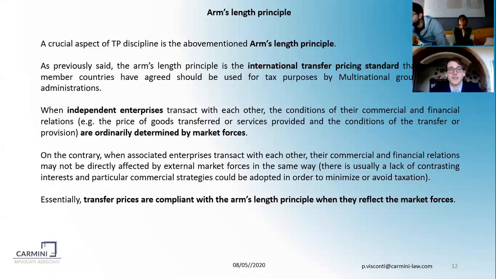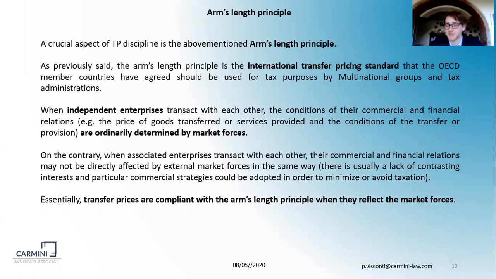Okay, well, as we said, one of the key aspects of transfer pricing is the arm's length principle. The arm's length principle is the well-known and generally accepted international standard that the member states of the OECD usually use to analyze the transactions between controlled companies. A transaction is at arm's length if it has been set at the same conditions that would have been set between independent companies in comparable circumstances.